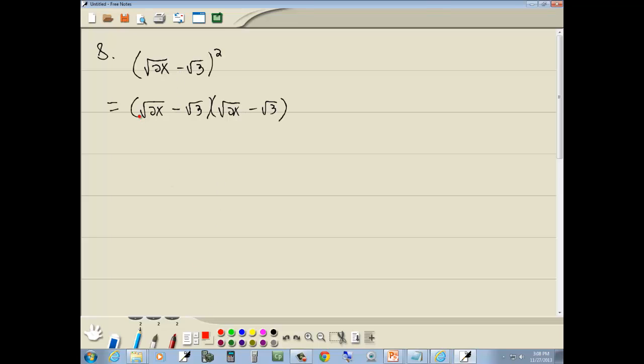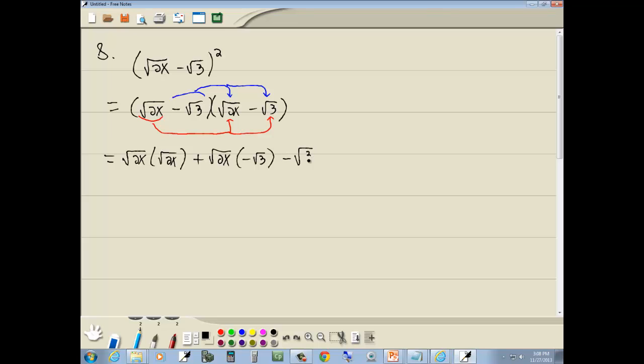Then I'll multiply everything together, FOIL it if you like that technique. I'll take square root of 2x times square root of 2x and times the negative square root of 3. I'll take the negative square root of 3 times square root of 2x and times the negative square root of 3. So I got square root of 2x times square root of 2x. I'm just following the lines. Square root of 2x times negative square root of 3. Negative square root of 3 times square root of 2x. And negative square root of 3 times negative square root of 3.